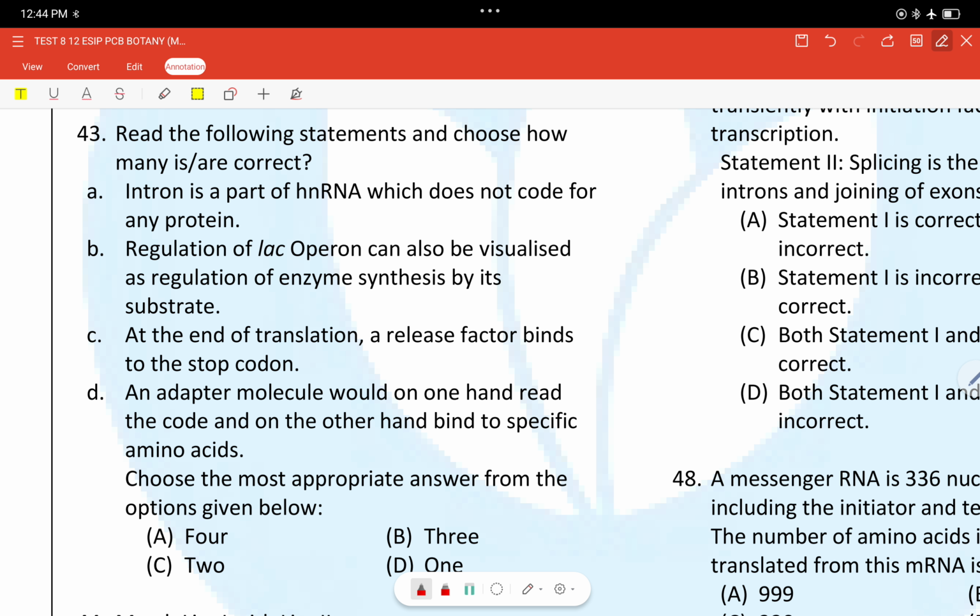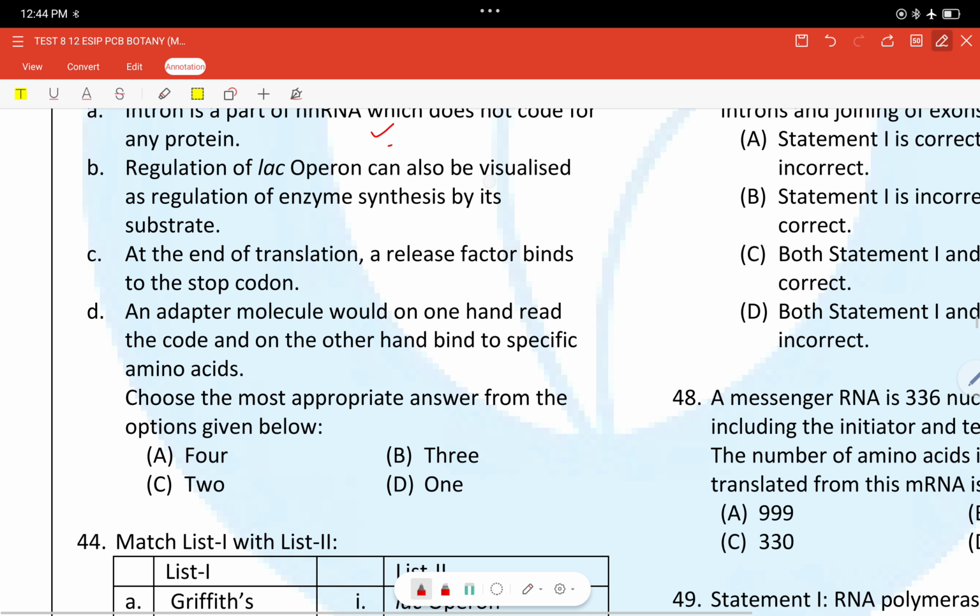Intron is a part of hnRNA, correct. Which does not code for any protein, that is correct. That is why hnRNA is inactive RNA. Regulation of lac operon can also be visualized as regulation of enzyme synthesis by its substrate. Now this statement is very important. What does it mean, regulation of lac operon can also be visualized?